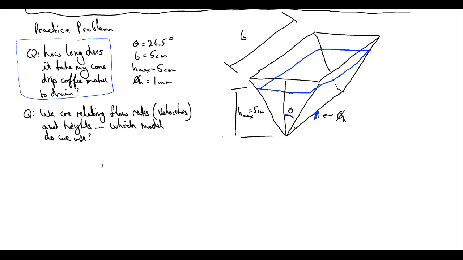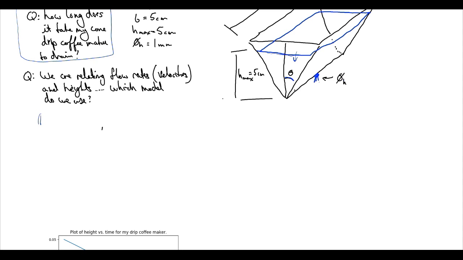So if we want to answer this question, we need to know what model we need to use. We can rephrase this question as saying we're relating flow rates and velocities because we're draining something and we have a hole that it's draining through. So we're going to relate the flow rate, or velocity, coming out of that hole to heights, the changing height of this liquid right here. And which model are we going to use? We need velocities, heights. That's going to be Bernoulli's. So let's write down Bernoulli's equation.